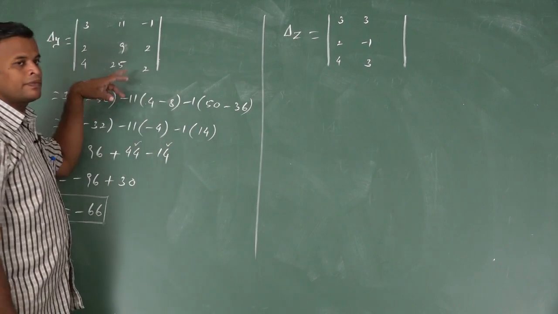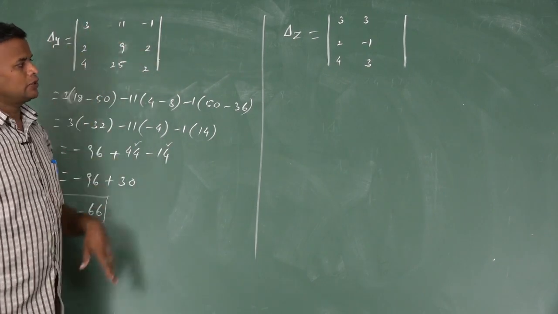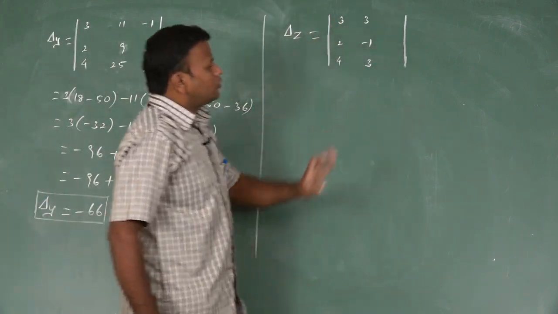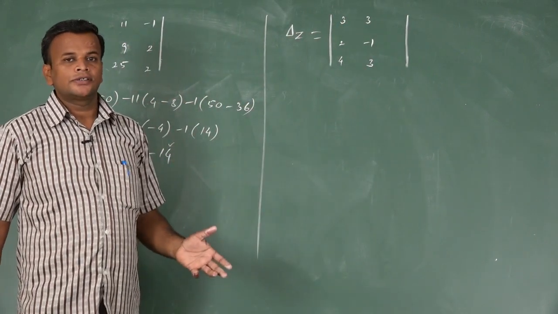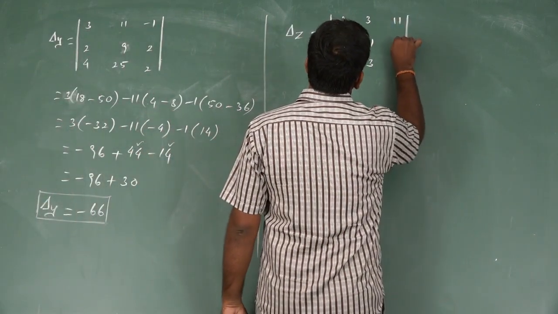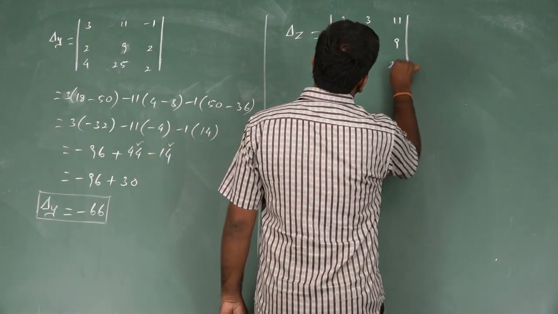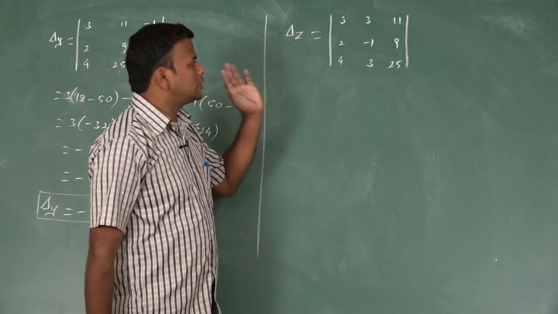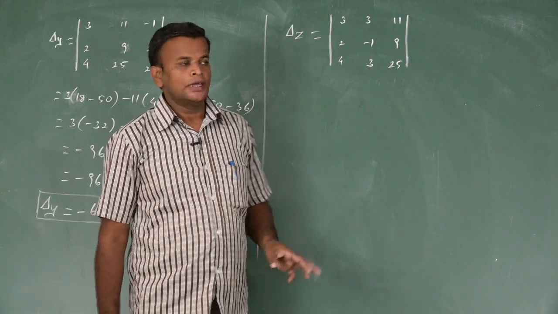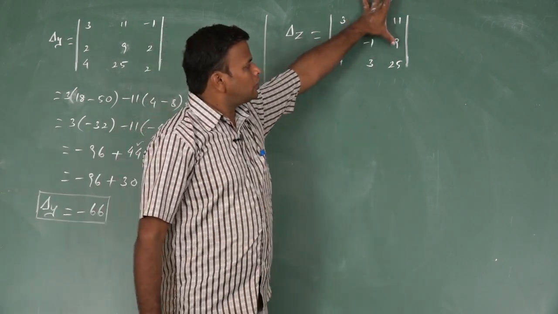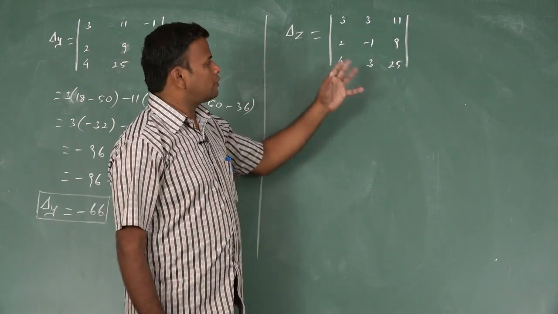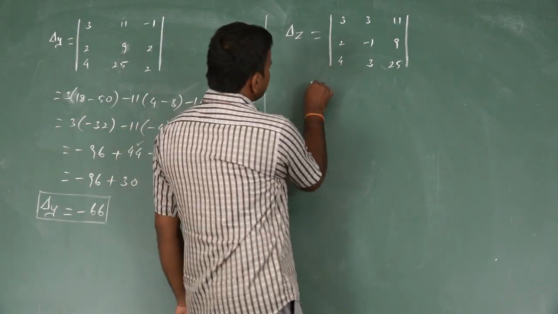The first column is 3, 2, 4, and the second column is 3, minus 1, 3. And we remove the coefficient of z column. We enter the values of RHS. The value of RHS is 11, 9, 25. So in del, we write the coefficient of x and y column as it is. We find del z, so we remove the coefficient of z column and we enter the values of RHS. Now we find the value of this determinant.